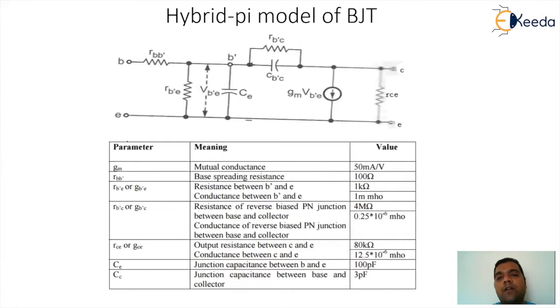rce stands for the output resistance measured between the collector and the emitter terminal, and that is defined as the output resistance. Normally, many of the books define it as ro. Cb'e is basically the capacitance between base and emitter, and Cb'c is the capacitance between the base and the collector. These are basically the capacitances existing at high frequencies because they are device capacitances.